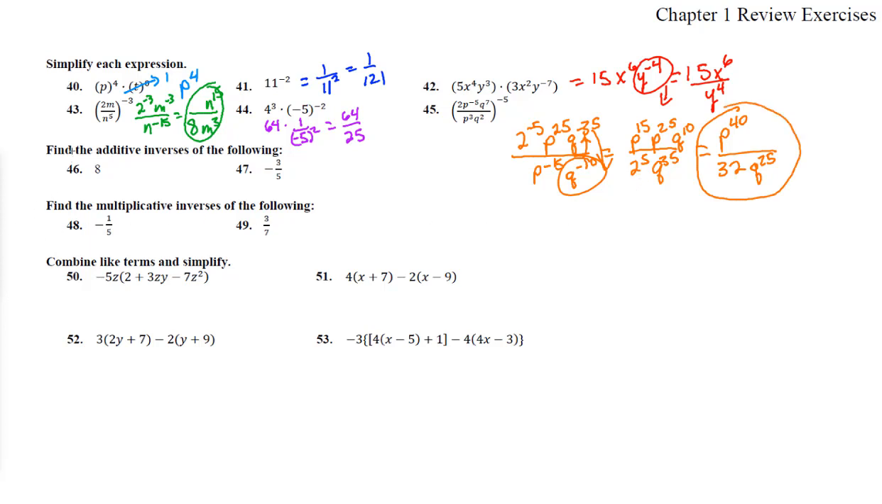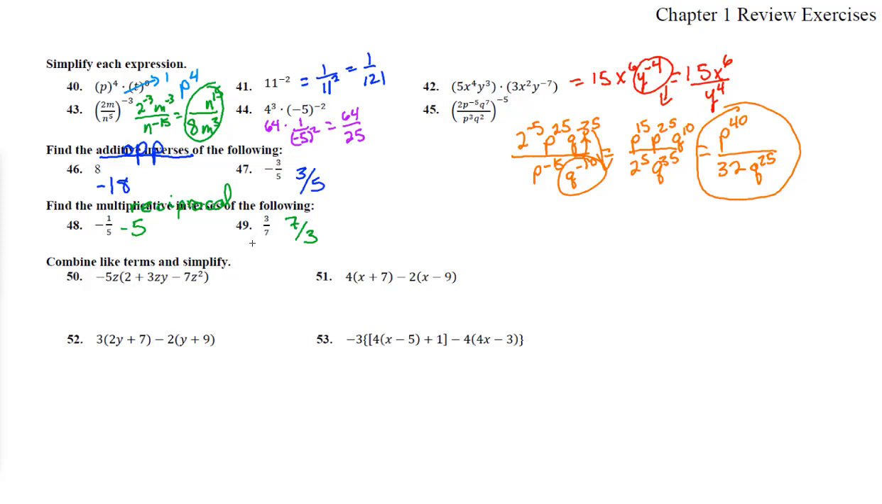All right, number 46. Find the additive inverses. What are additive inverses? Those are opposites. So this guy is negative 8, and this guy is going to be positive 3/5. Excellent. Multiplicative inverses. What are multiplicative inverses? Those are reciprocals. So this is negative 5 over 1, and this one is 7 over 3. That's all you needed to do for those two.